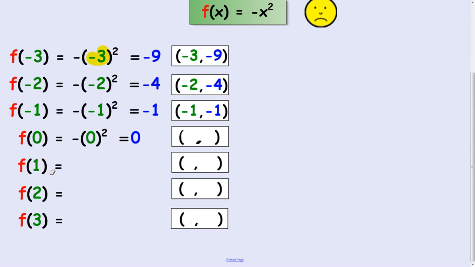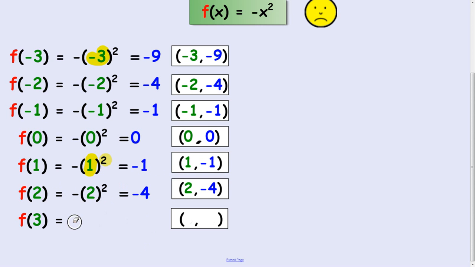Then let's start putting the positive values in. So when you put 1 in, you're getting the negative of 1 squared. So do the 1 squared again. You're doing this bit first. Now 1 squared is 1, and then you're taking the negative of that. So that's negative 1. So this 0, 0 up here, and 1, negative 1. Put the 2 in, so you're going to get the negative of 2 squared. Now do the 2 squared first, which is 4, and then it's negative. So negative 4. So your coordinate's 2, negative 4.